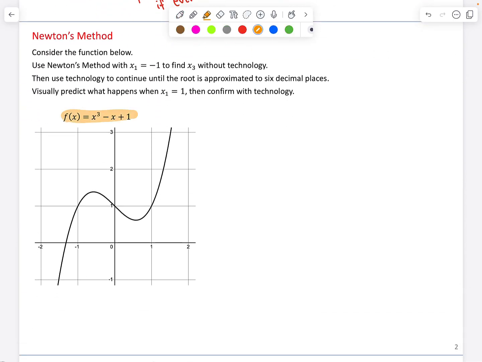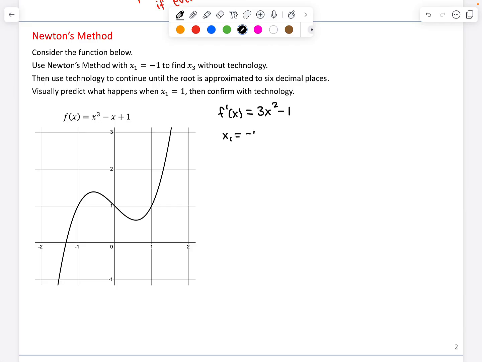Consider the function below. So we have a function and its graph. Use Newton's method with x1 equals -1 to find x3 without technology. Okay, to use the formula, we need to know not only f, but its derivative. So calculating f prime, we get 3x squared minus 1.